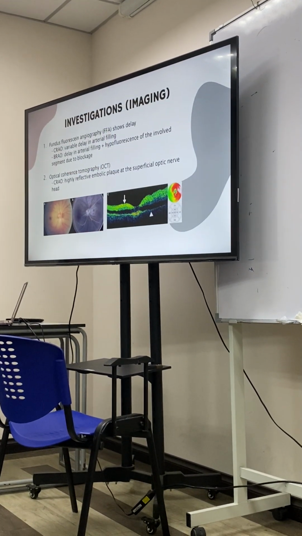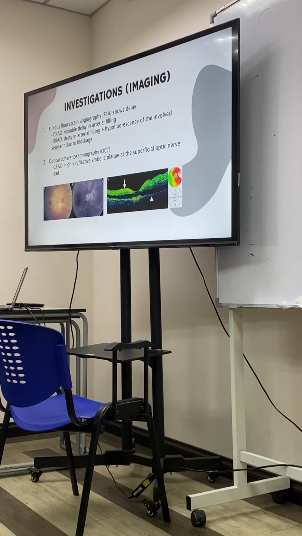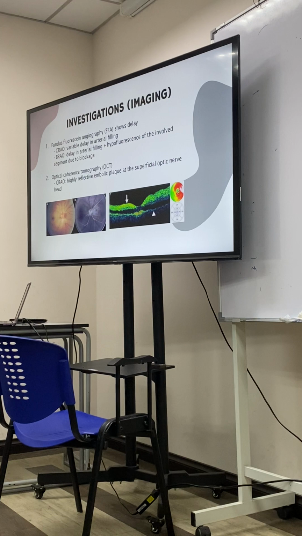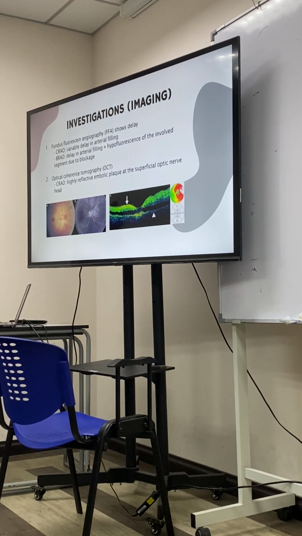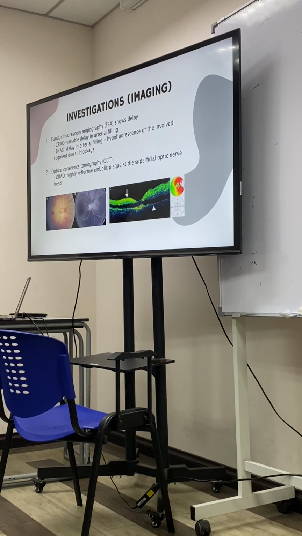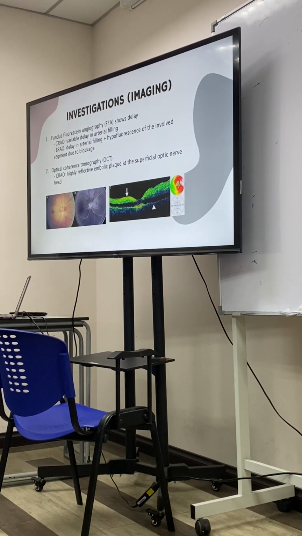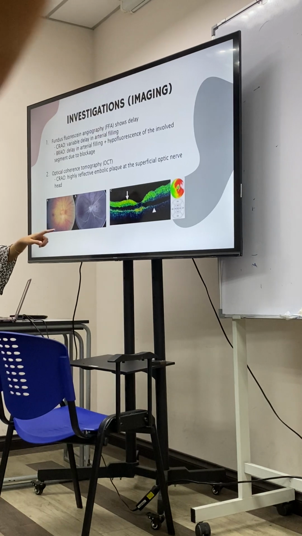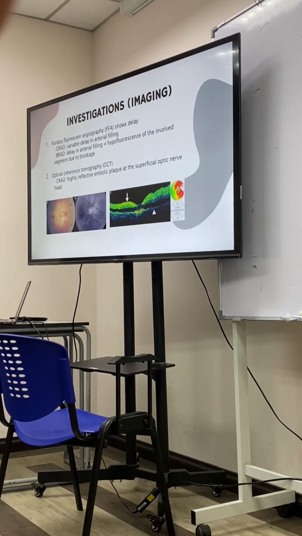So now we go to the investigation or the imaging. So what can we do? We can do FFA, which is fundus fluorescein angiography, where in those two conditions it can show a delay in the filling of the fluorescent dye into the vessel. For central artery occlusion, there is a variable delay in artery filling. However, for branch artery occlusion, there is also a hypofluorescence of the involved segment due to blockage.